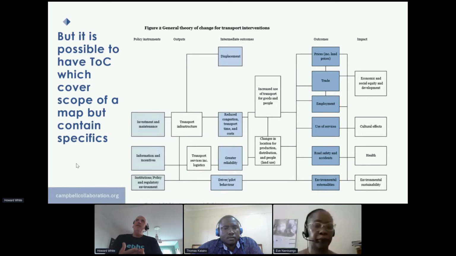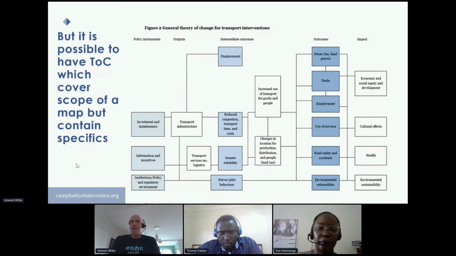So an example of that is a map we've done on transport. Again, it's funded by CEDIL. It's in press now. Both the Campbell version and the CEDIL version are both in press. They should be coming out, if not this month, then next month.